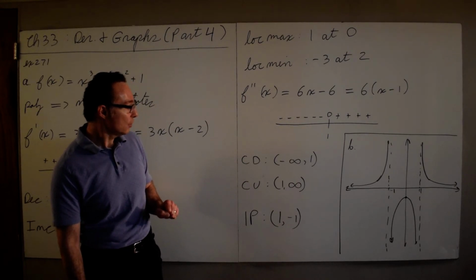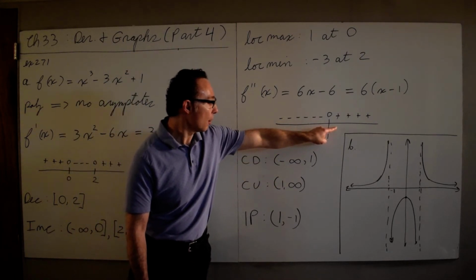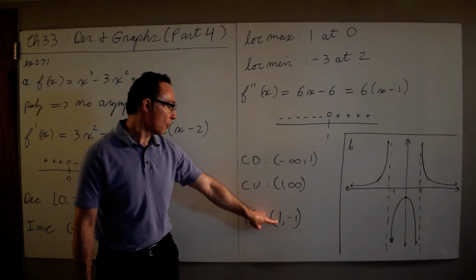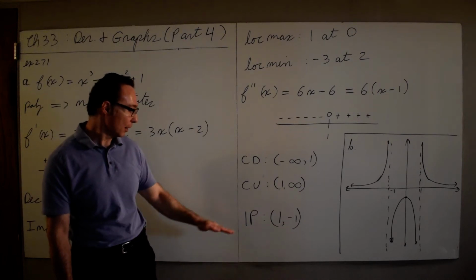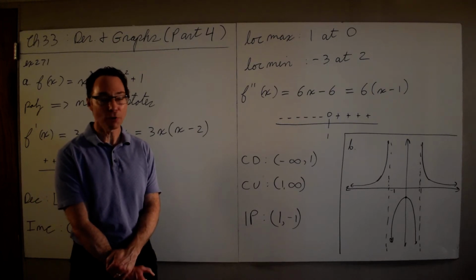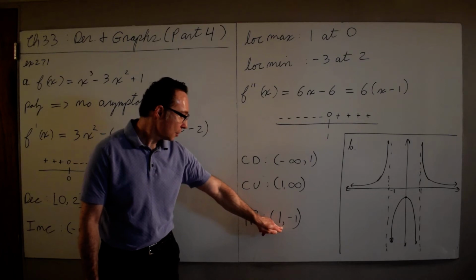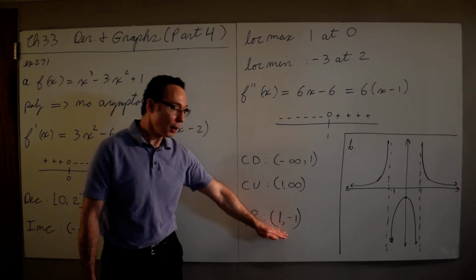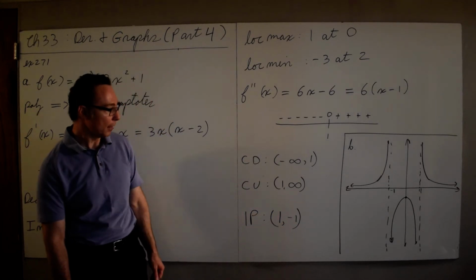Your function changes concavity at 1. Goes from concave downward to concave upward. That means there's an inflection point at 1. F of 1 is negative 1. Here's the thing to keep in mind about an inflection point. An inflection point is a point on the graph of the function. So an inflection point, 1, negative 1, that is the place on the graph where your function changes concavity. But an inflection point is a point on the graph. Okay? I'm making that point.